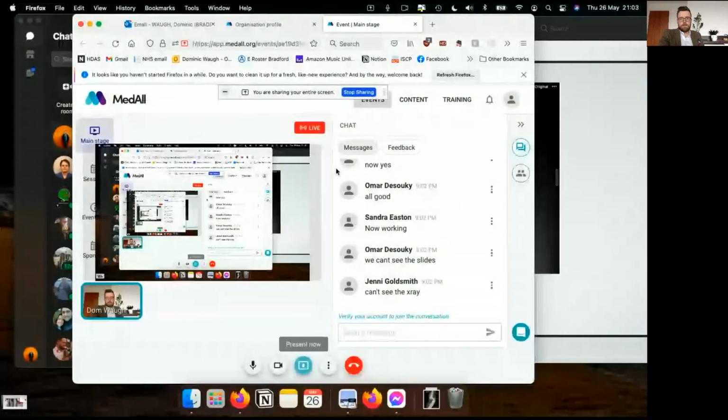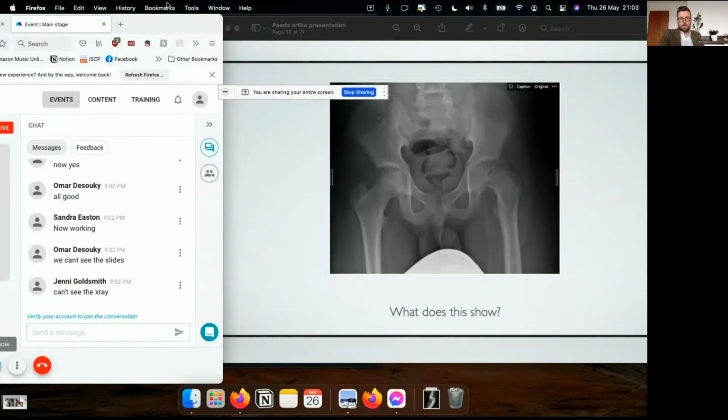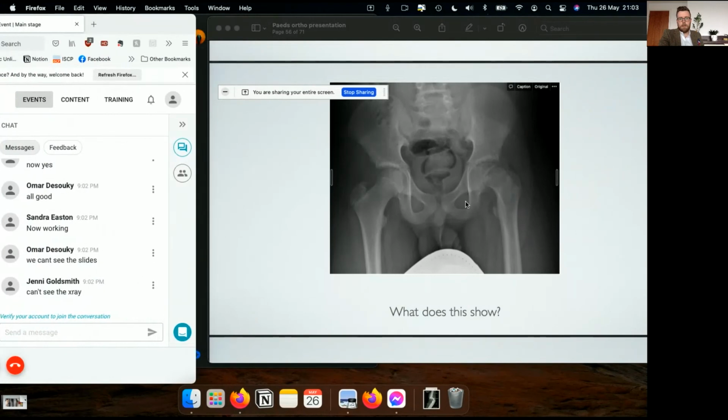Okay. So can anyone tell me what this X-ray now shows, this AP view of the pelvis? I promise we're going to get through these cases really quick. One last. You can't see the slides. Can you see this? Right, okay. Can anyone tell me what this X-ray shows now if you can all see it?